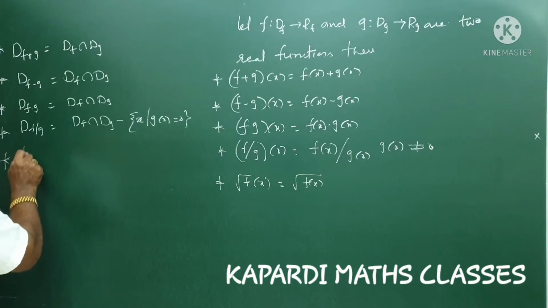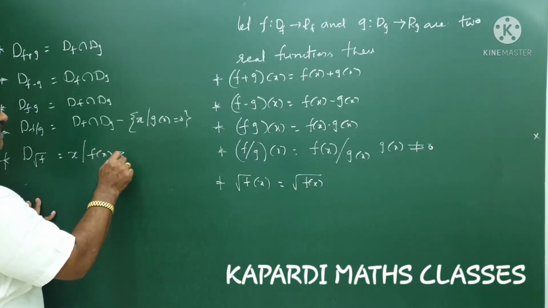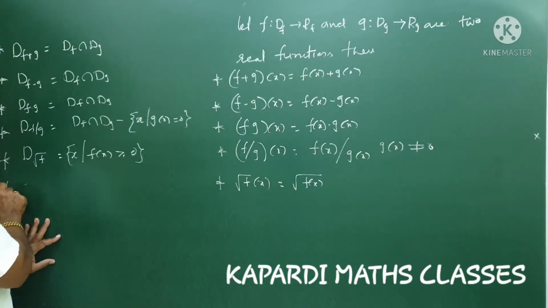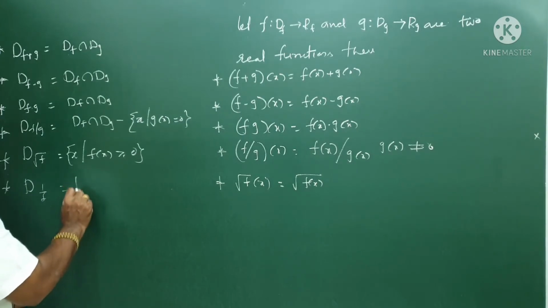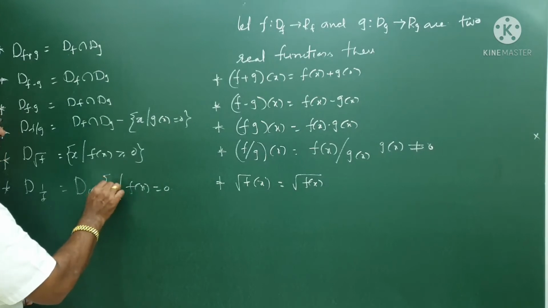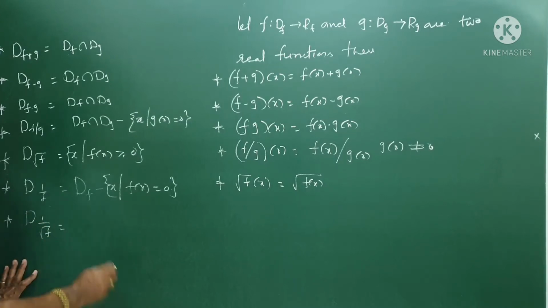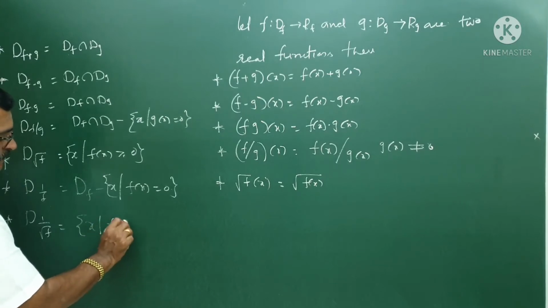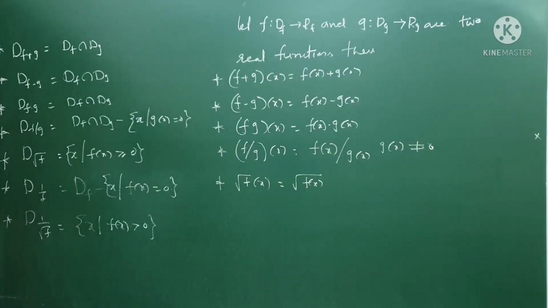Now, next one, domain of root f is equal to the x such that f(x) is more than or equal to 0. Next one, domain of 1 by f is equal to R minus, or I can say domain of f minus the x such that f(x) is equal to 0. And finally, you have one more, domain of 1 by root f is equal to the x such that f(x) is greater than 0, here greater than 0 rather than greater than or equal to. If you remember these 7 rules, you can find the domain of any function. Please take it, and next we do examples.